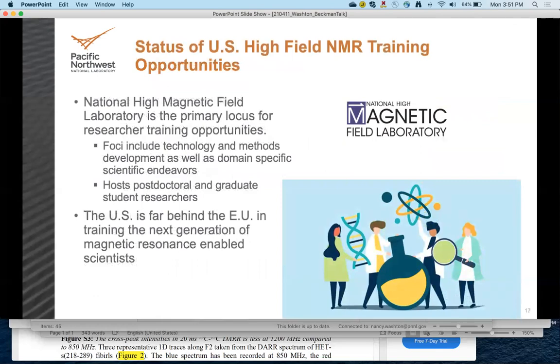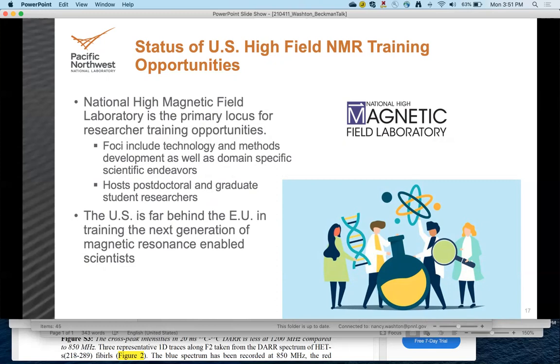So what about the next cohort of magnetic resonance scientists? I would say within the United States, the National High Magnetic Field Lab is the primary locus for researcher training opportunities. My assessment of this is based on the fact that they have a specialty in technology and methods development that is rare in the world, I would suggest, as well as having domain-specific scientific endeavors. And they're a user facility.